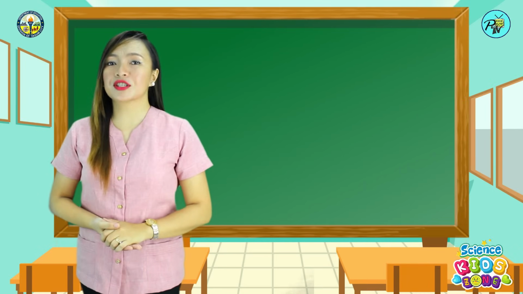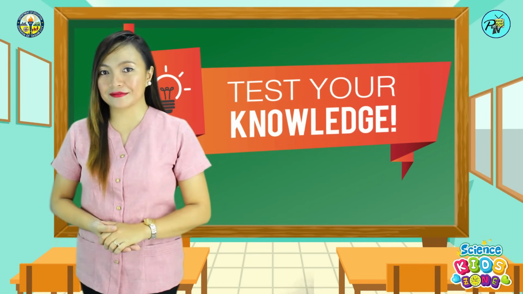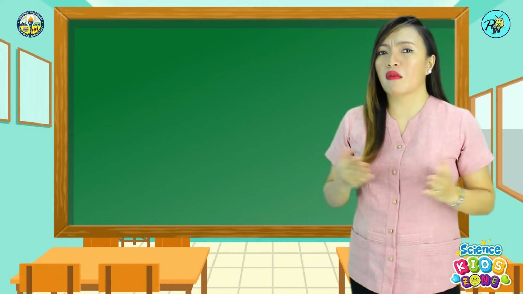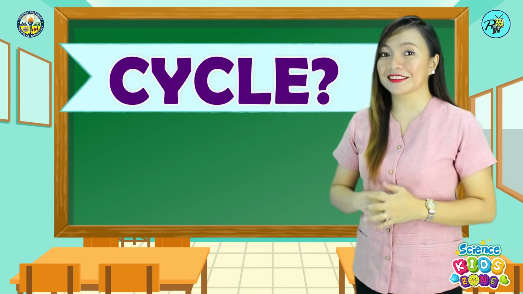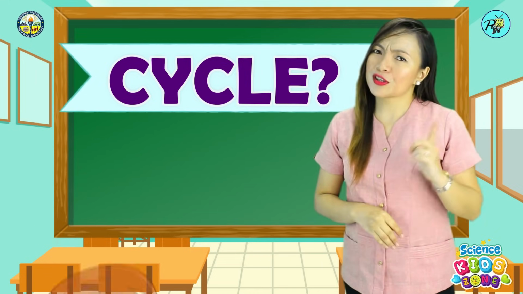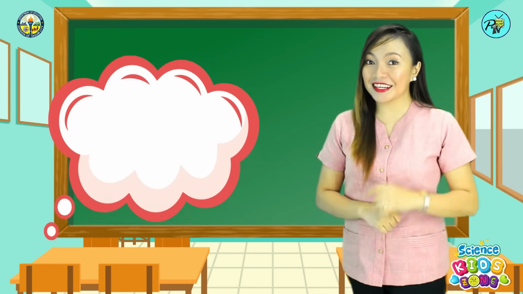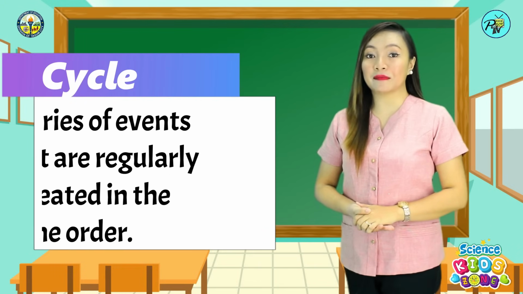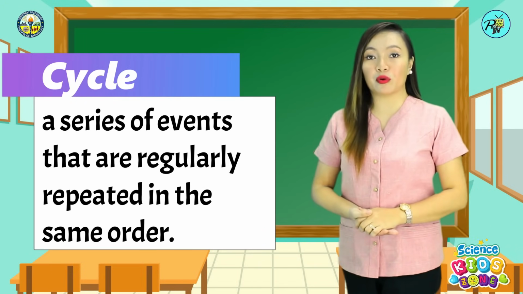Before we start, let us check first your prior knowledge about our lesson for today. What comes into your mind when you hear the word cycle? Is it something that goes round and round? Or something that occurs or happens repeatedly? If you're thinking the same thing, you were right. When we say cycle, it means a series of events that are regularly repeated in the same order.